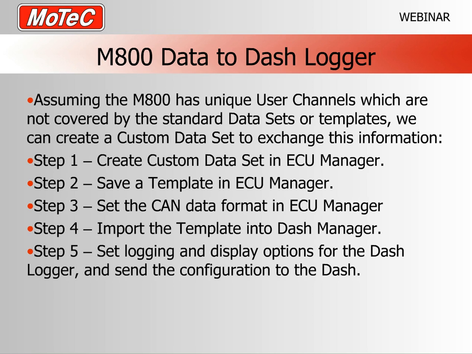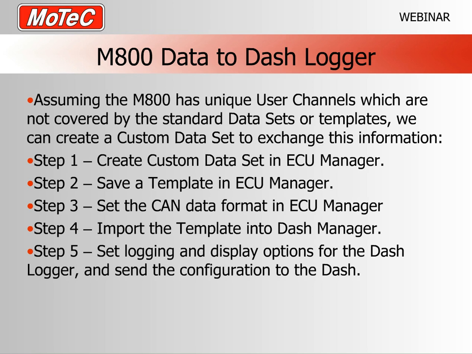Okay, so now we're going to look at the actual steps involved in moving M800 data into a dash logger. Once again, we're assuming that we need custom data here and that we can't use a standard data set. So there are 5 steps, each of which is quite important. The last, which is actually very important and should be stressed, because people often set up custom data into their dash loggers or into their M800s, and then they forget to actually log that data that they've added to their configuration.